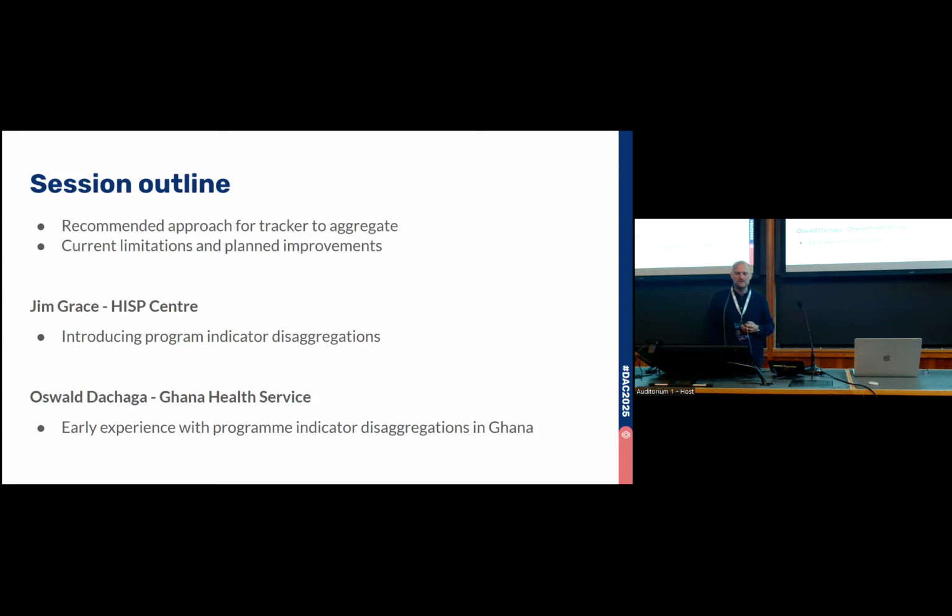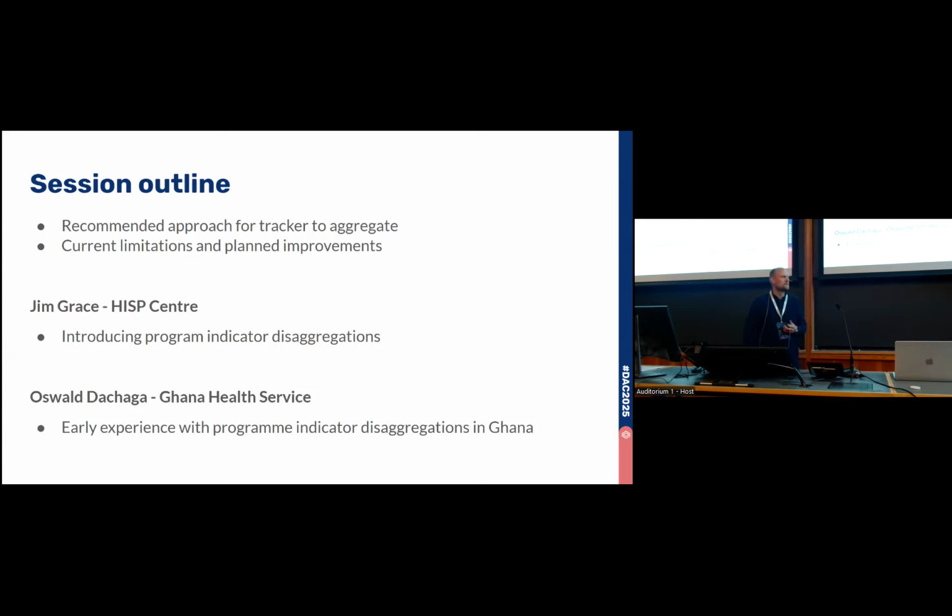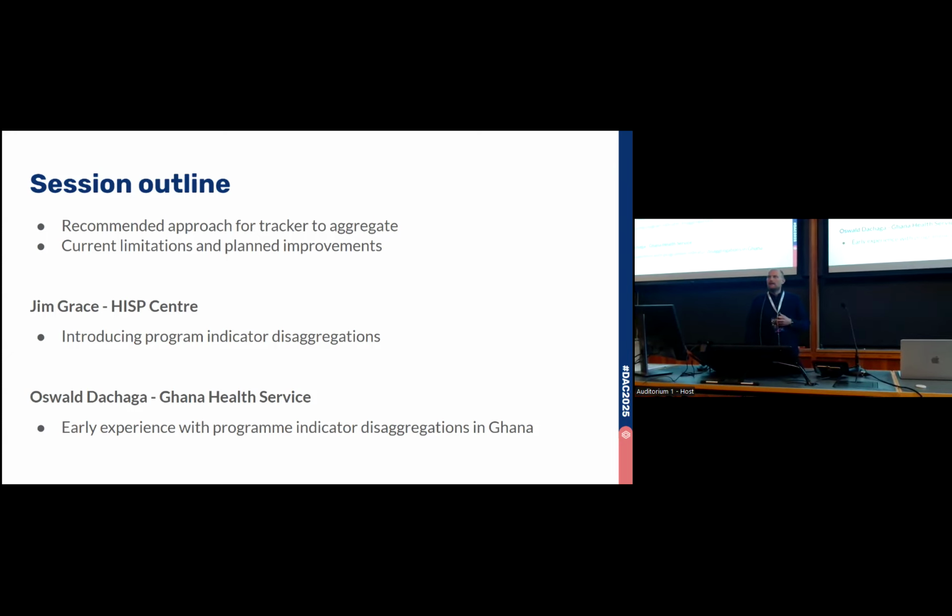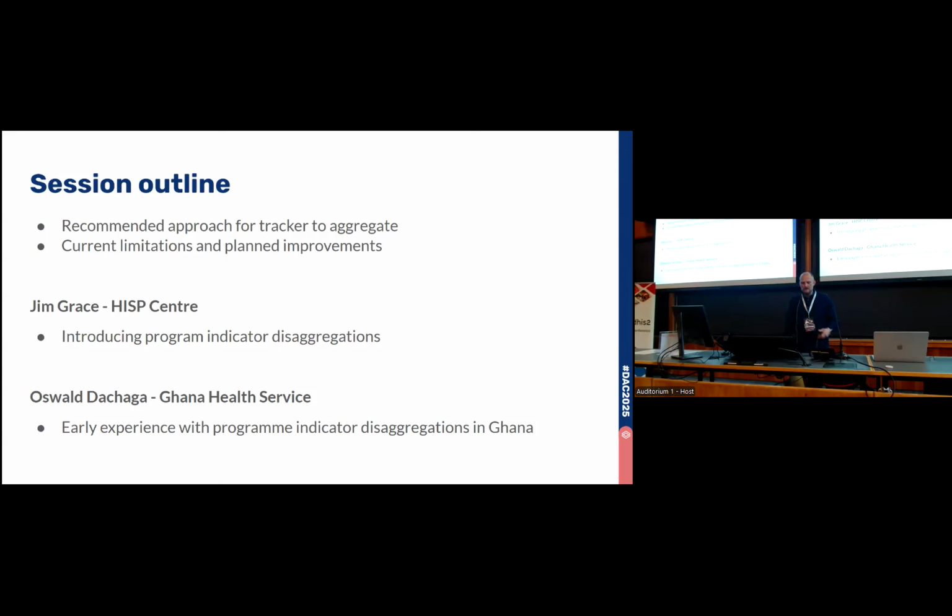So the topic for this session is tracker-to-aggregate, how to link up tracker data with aggregate data in DHIS2. I'll start by giving just a brief intro to this whole concept and how we recommend doing that in DHIS2 now, with some of the limitations and plans for further improving it. Then Jim will talk about the exciting new stuff, which is program indicator disaggregations.